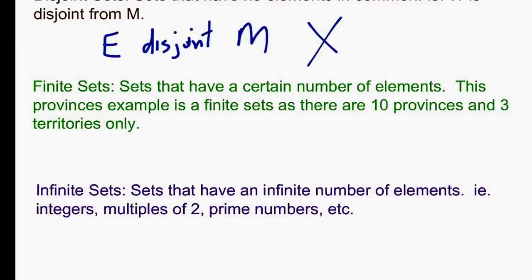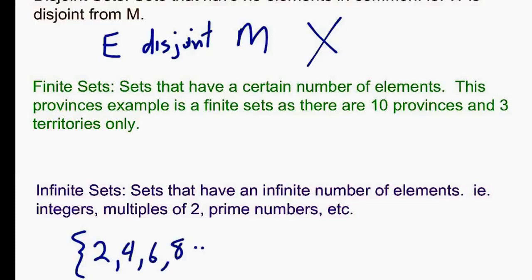Another example is multiples of 2. So if I said list the multiples of 2, you could write those out as 2, 4, 6, 8, 10, 12, 14, and so on. And it would go on and on forever. So that's another example.